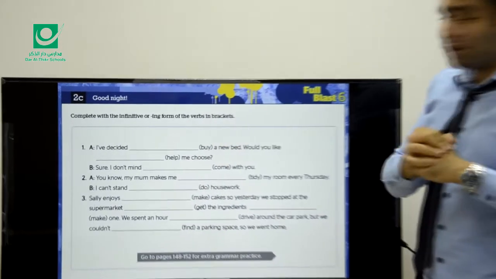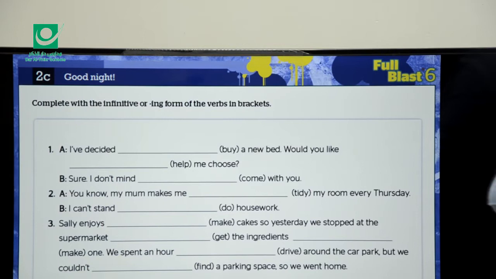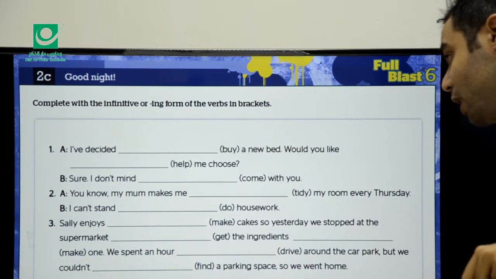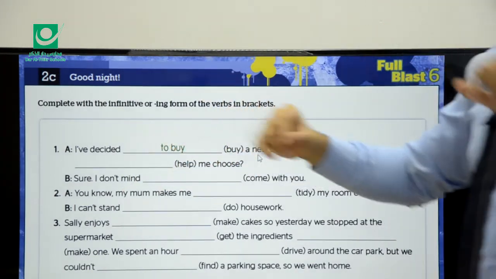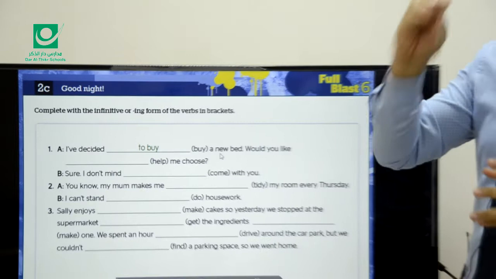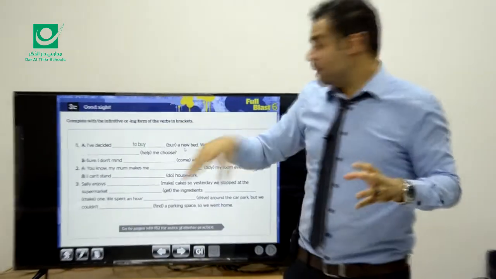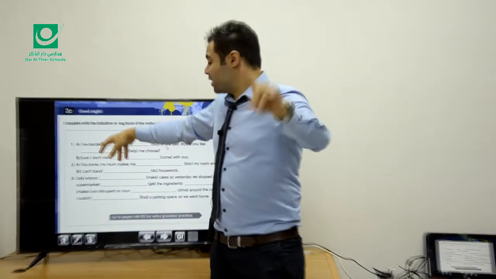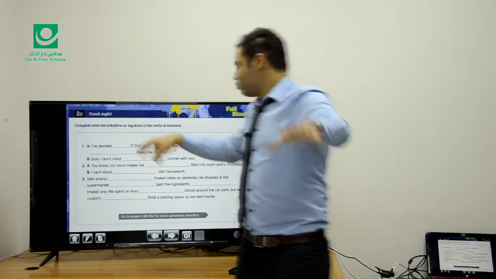A new bed. What do you think, gentlemen? I've decided to buy. So look at this. You decide to do something. Don't say, I've decided buying. No, this is wrong. After some specific verbs, use the infinitive, which is to plus verb. And decide is one of them. Don't forget this. So decide to plus verb. Don't say decide buying. No, wrong.